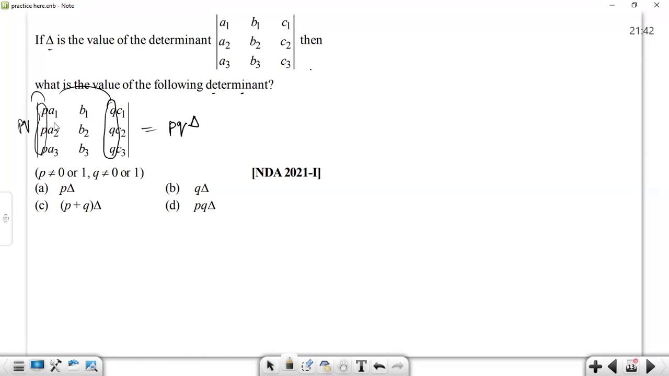So we had to find out its determinant. If we look in the options, there is one option matching. So option number D should be the correct answer. So it's a question directly from the property, an application of the property. Any doubts, anyone?